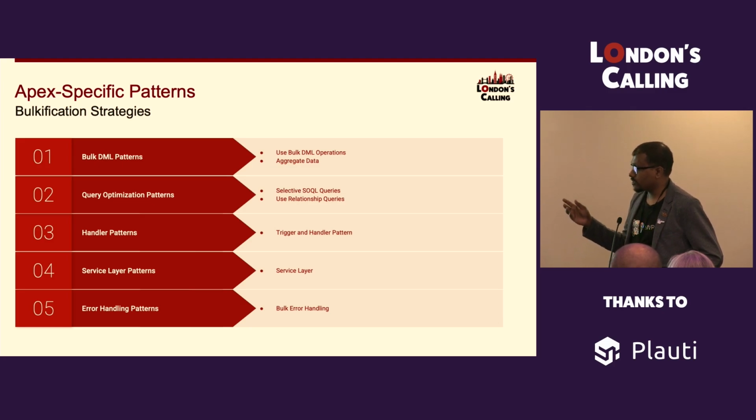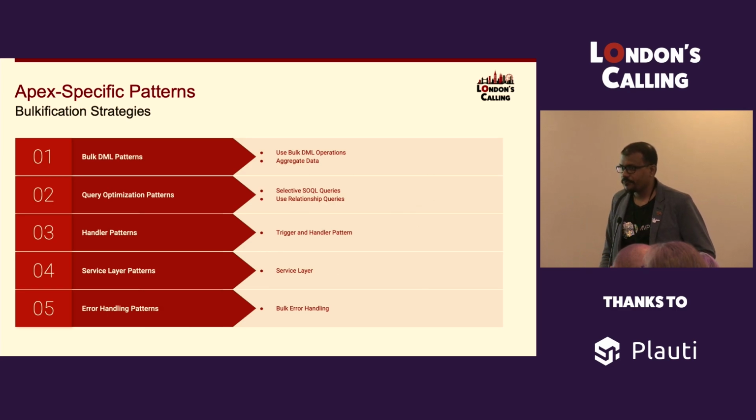The second one is query optimization patterns. When we are querying through SOQL, we can use different methods. Sometimes some developers just query everything. But if we use selective queries, we can increase the optimization of SOQL queries, and we can also use relationship queries to optimize the query pattern.